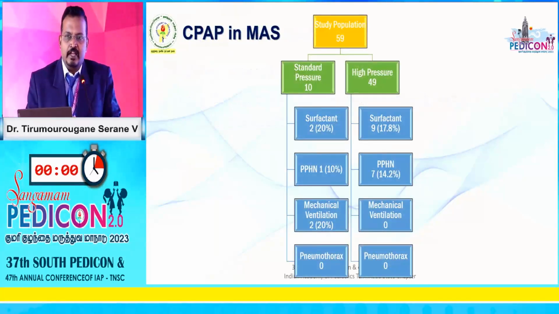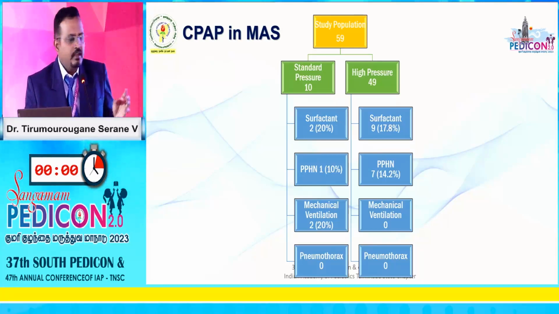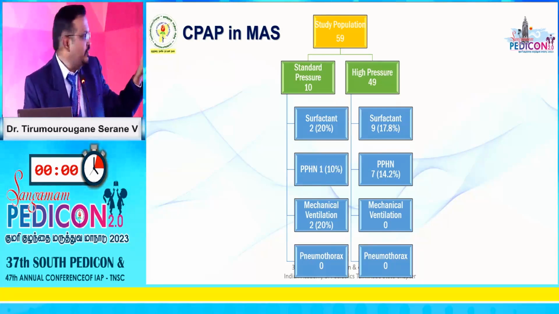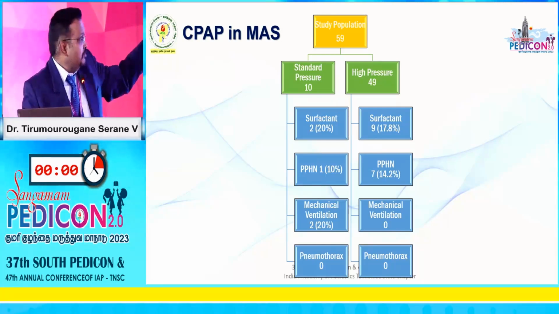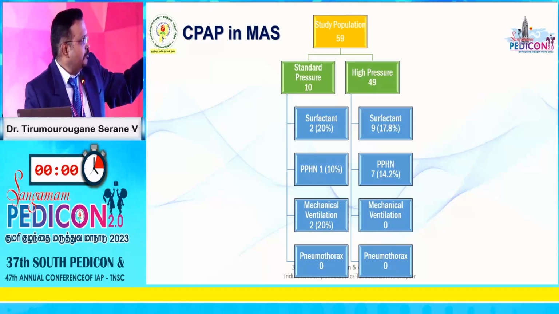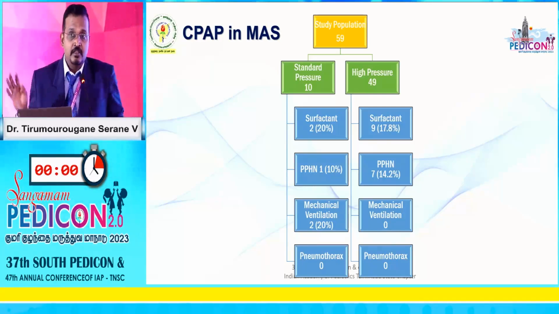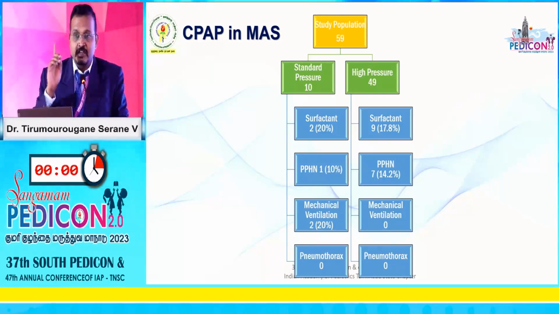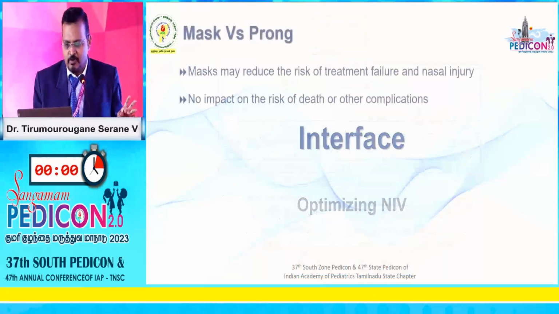Now, this is the data from my unit, unpublished, in the process of being published, but just look at it. At a standard pressure of less than 8, you will see 20% landed up with ventilation, 2 out of 10. Whereas when you look at the higher pressure group, out of 49 babies with meconium aspiration, which again is another controversy, none of them landed with ventilation. So, wonderful, consider using it. Those are the numbers to talk about.